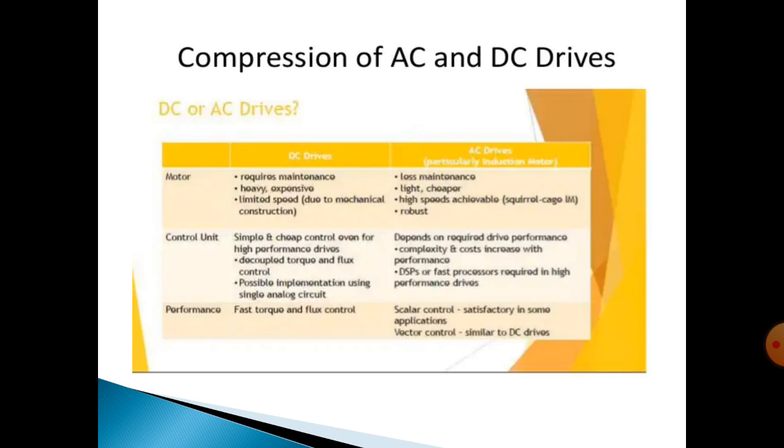And the next important thing is that a DC drive is usually used only in certain locations, but an AC drive can be used in all locations. And next, the commutator makes the motor bulky, costly and heavy for DC drives, but in an AC drive these problems can be neglected. And these are the basic differences between AC and DC drives.